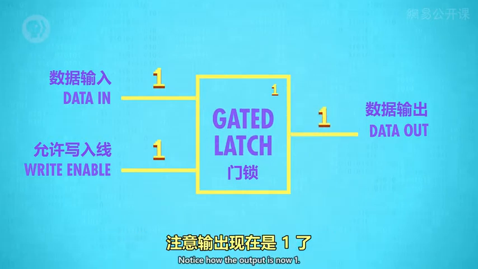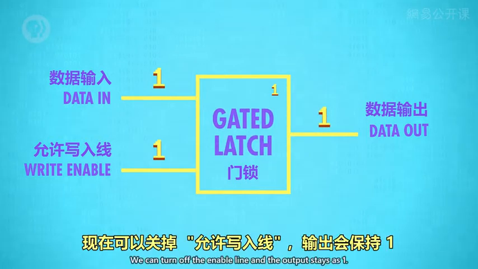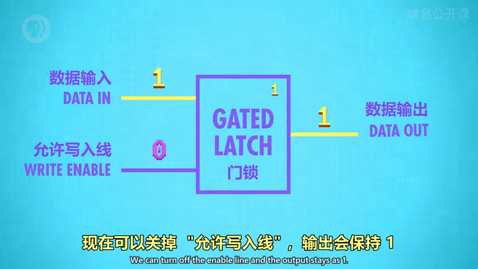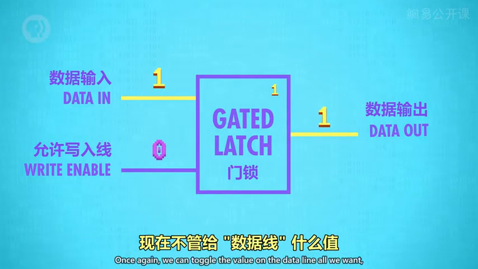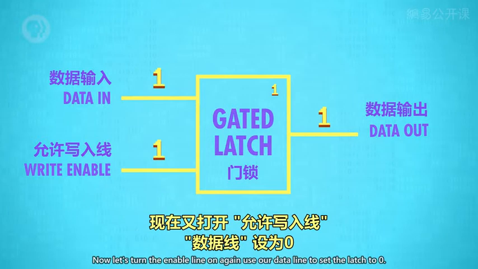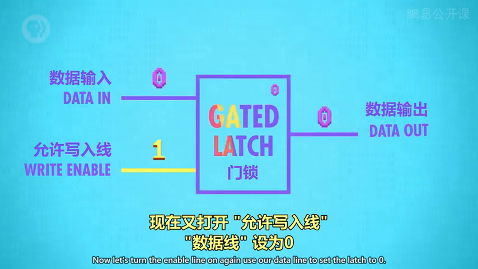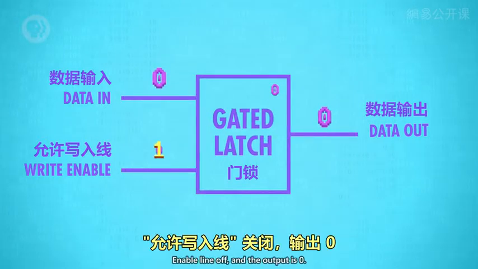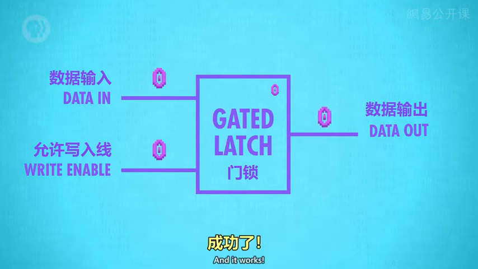Notice how the output is now 1. Success! We can turn off the enable line and the output stays as 1. Once again, we can toggle the value on the data line all we want, but the output will stay the same. The value is saved in memory. Now let's turn the enable line on again and use our data line to set the latch to 0. Done. Enable line off, the output is 0 and it works.